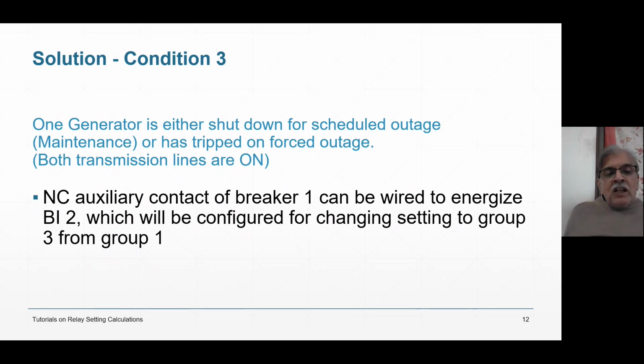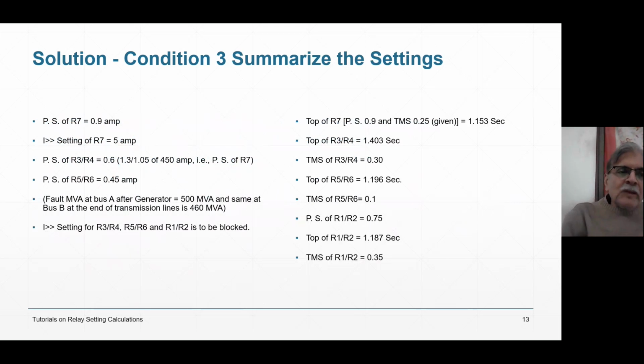But with another binary input 2, I will wire such that the setting group will be 3 from 1. So the third group, third possibility will be there. What is that third possibility? PS of R7 yet same, but I double greater than setting 5 ampere with Mult 2. That is usual.